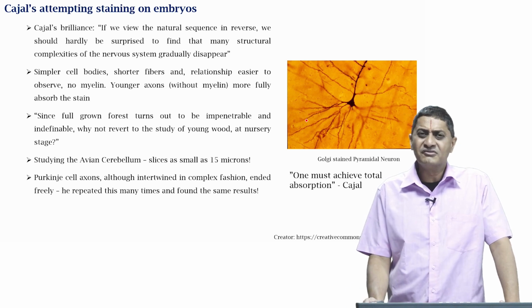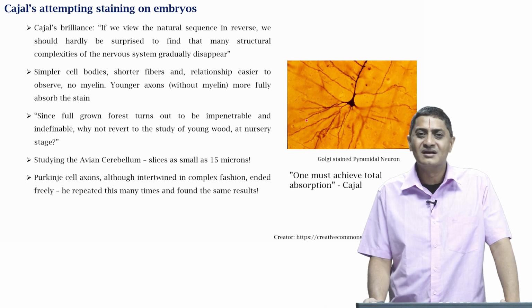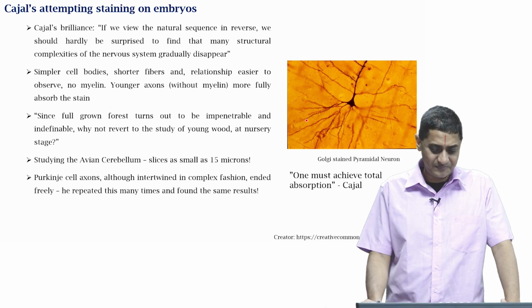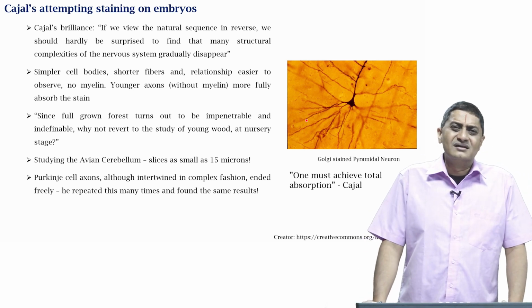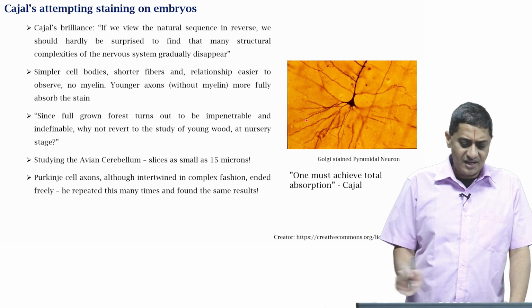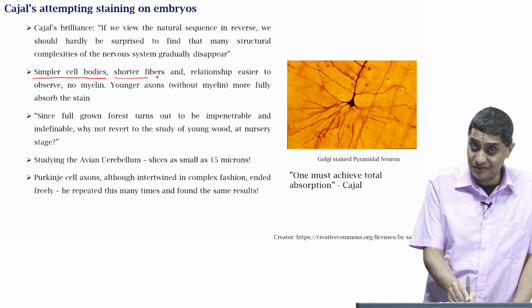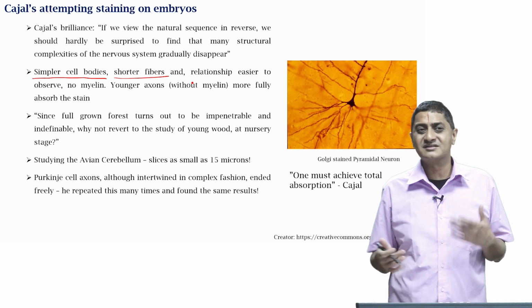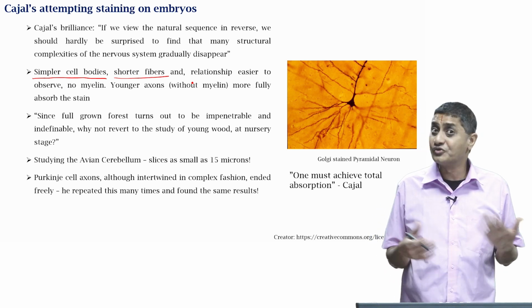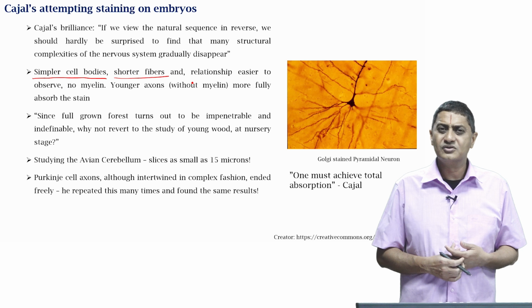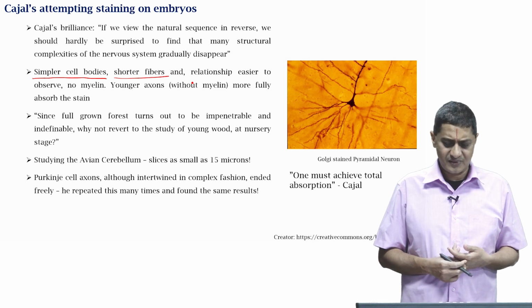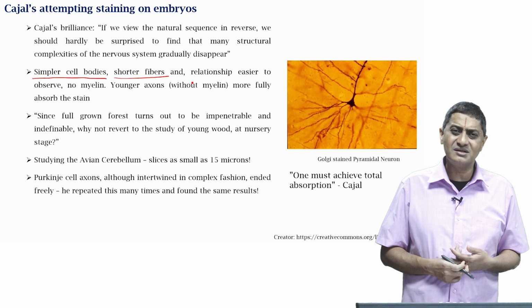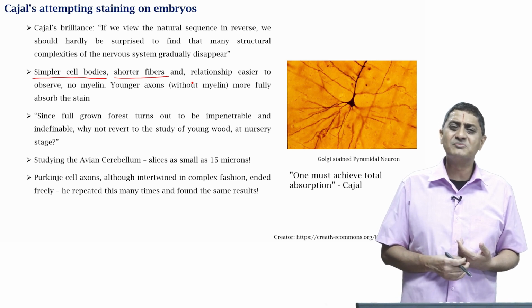The other is that if we can study simpler systems, those that are not myelinated, maybe you will find better stains and you will be able to observe the system and the finest details better, because embryo cell bodies are simpler, they have shorter fibers and their relationships with other cells are much easier to observe. There is no myelin. Younger axons usually do not have much myelin and they more fully absorb the stain, because myelin is not preventing them from absorbing the stain.